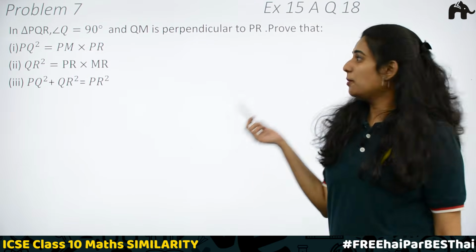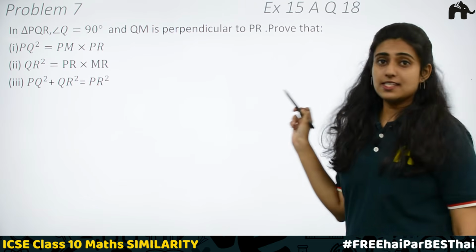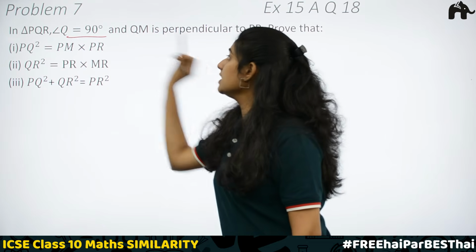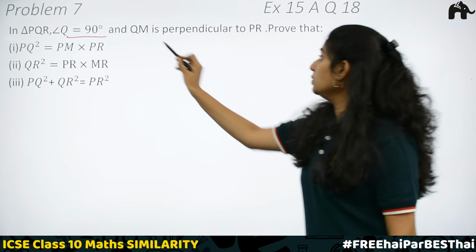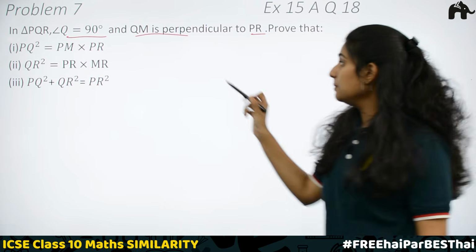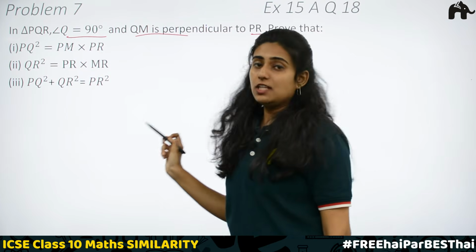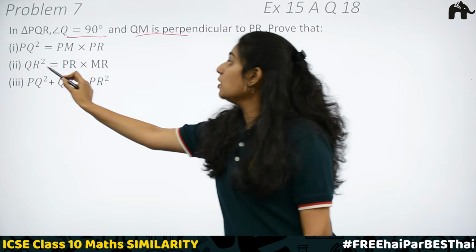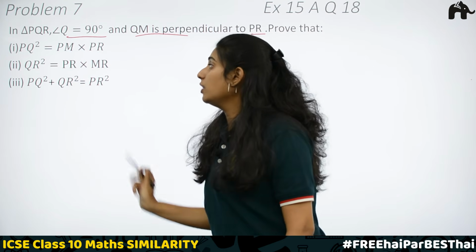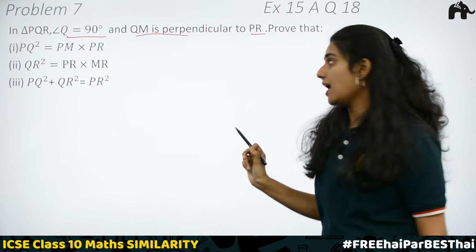Clear? Next problem, problem 7, question 18 of exercise 15A. In triangle PQR, angle Q is equal to 90 degrees and QM is perpendicular to PR. Prove that, first, PQ square is equal to PM into PR. Second, QR square is equal to PR into MR. And the third, PQ square plus QR square is equal to PR square.